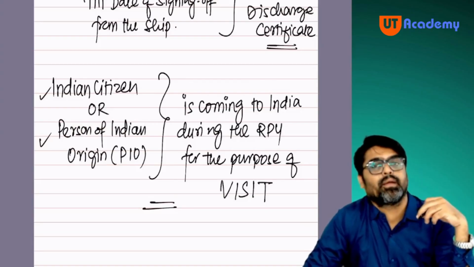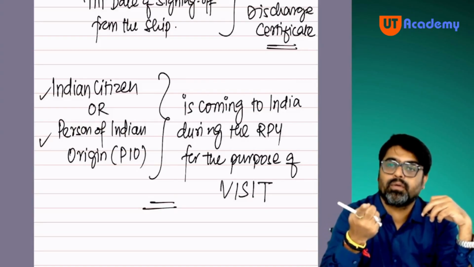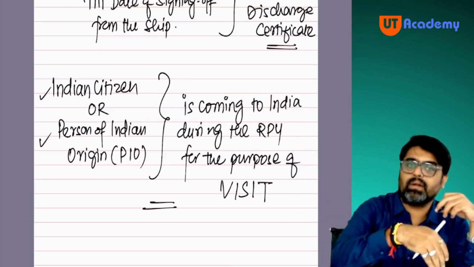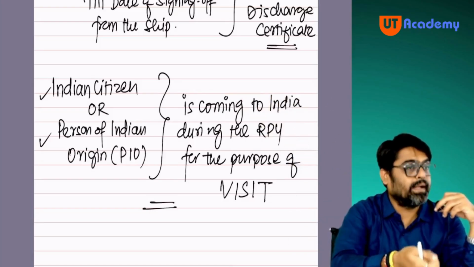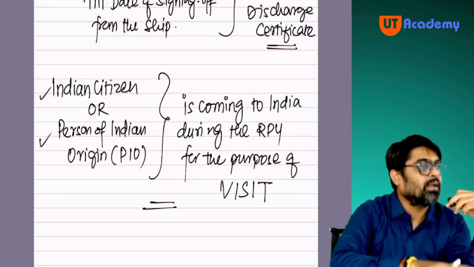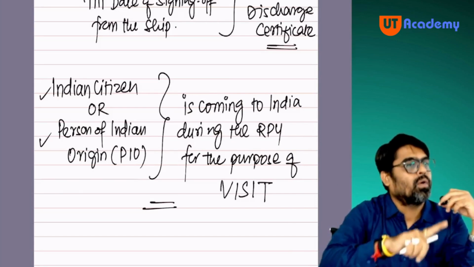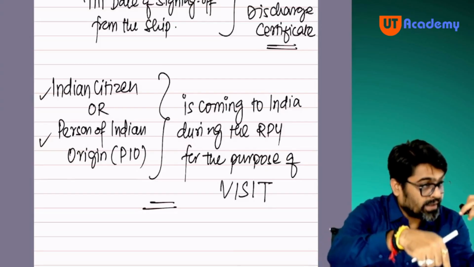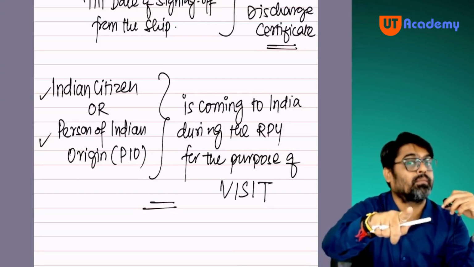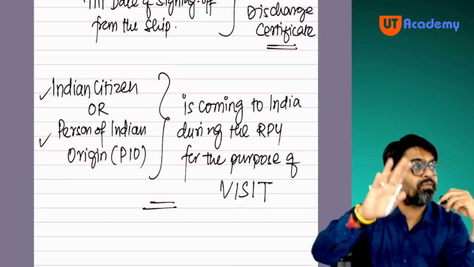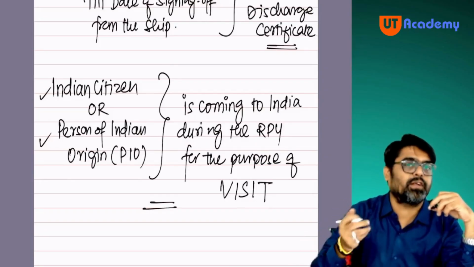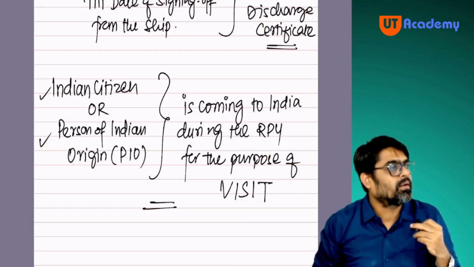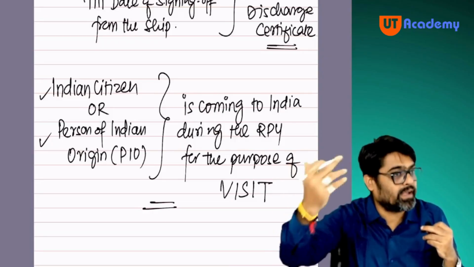So can I say, if you are an Indian citizen or a person of Indian origin who was already outside India, but during the relevant previous year you are coming to India for the purpose of visit, you will be covered by the third exception. Only if, what did I say? Only if during the relevant previous year your total income does not exceed 15 lakhs. What if it exceeds 15 lakhs? You will not be covered by the exception. You will be a special case.